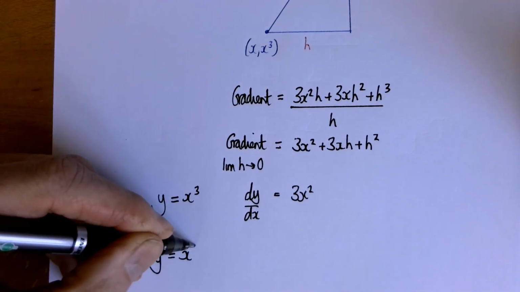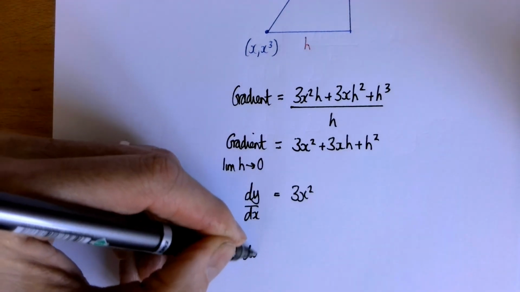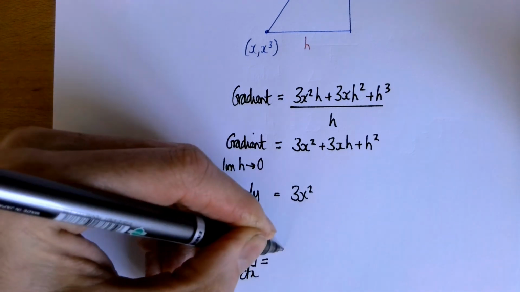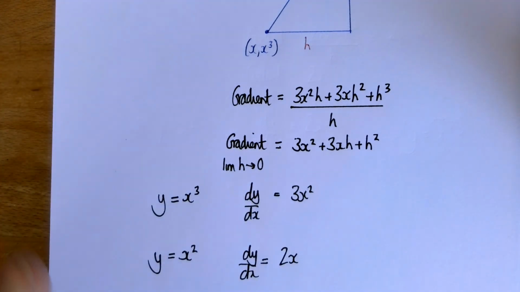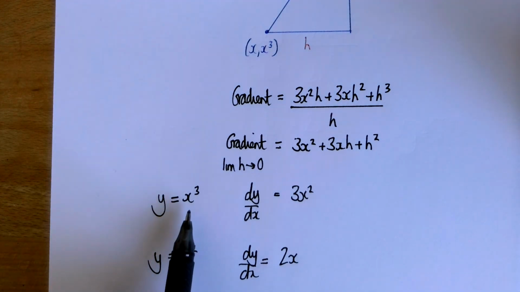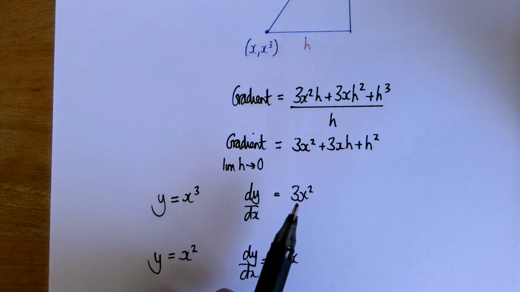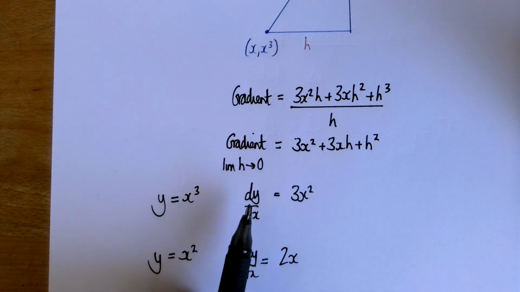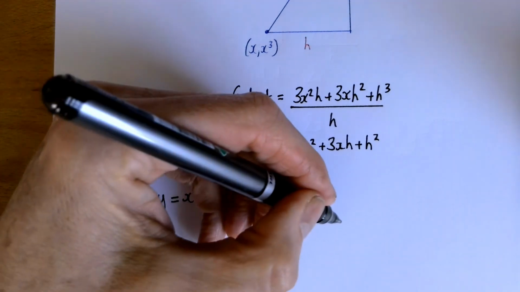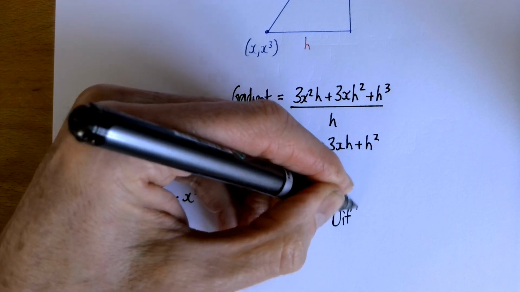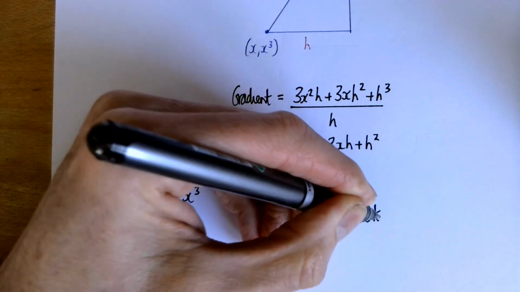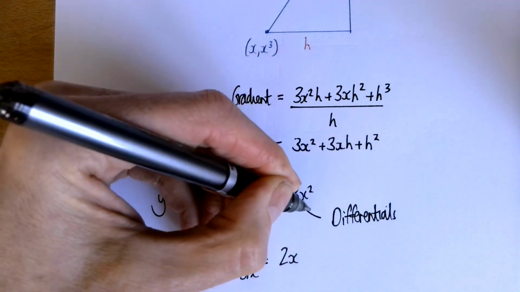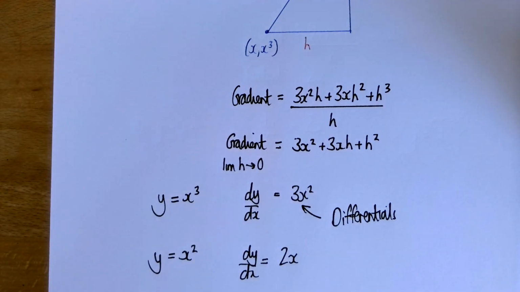Y equals x squared, the formula for the gradient is 2x. There is a pattern there, and there is a simple process that allows us to go from a function to its formula for the gradient. It's dy by dx, and these are referred to as differentials. And that is the next thing you will need to learn. That's the next thing we will cover.